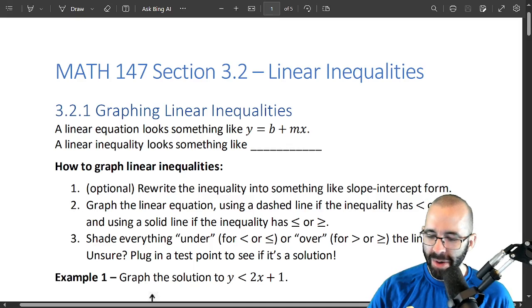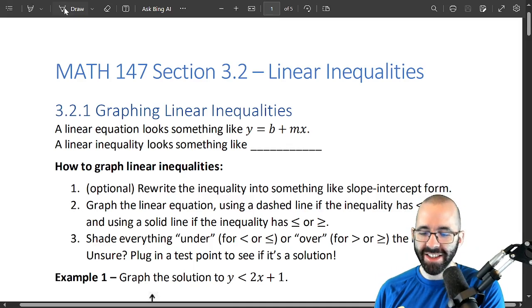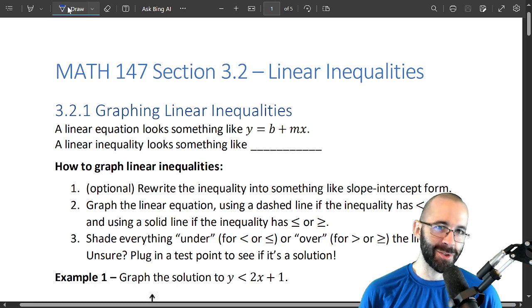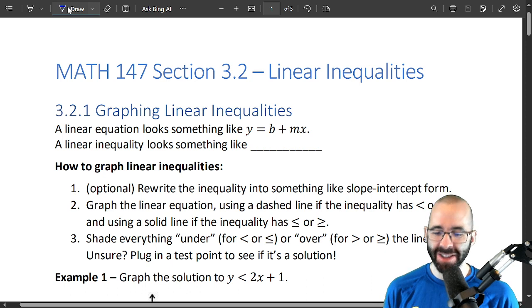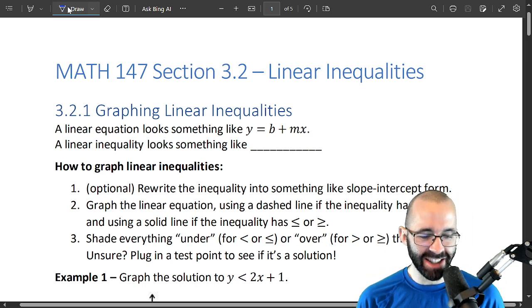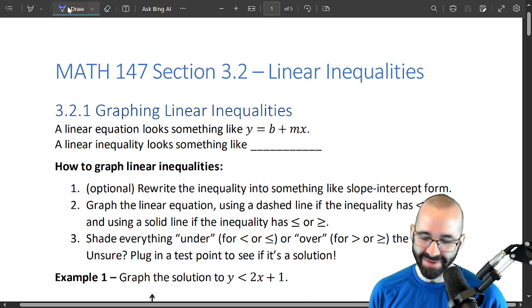Welcome to section 3.2. This should be a pretty nice section. Enjoy it, because 3.3 is coming. This is a good warm-up. It's a good preparation. We're going to be using this in sections to come.